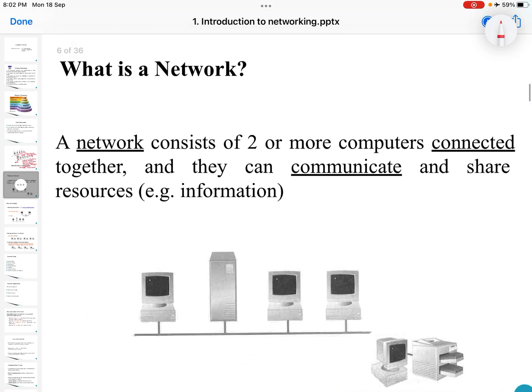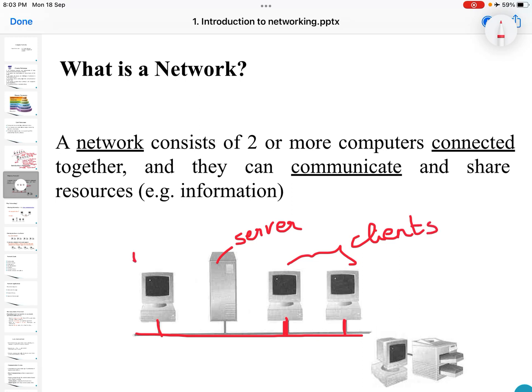Next is, what is a network? A network consists of two or more computers connected together, and they can communicate and share resources, for example information. So if you can see, this is a network where three computers are connected to each other, and there is a server. So these computers are called clients. Even this is called a client.